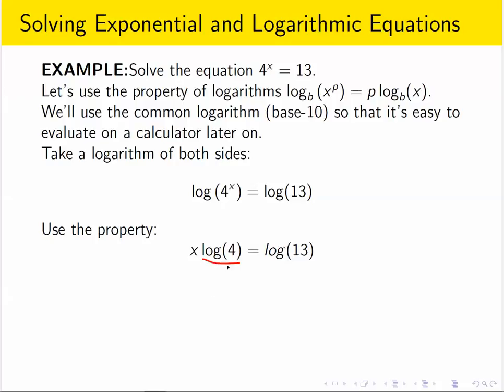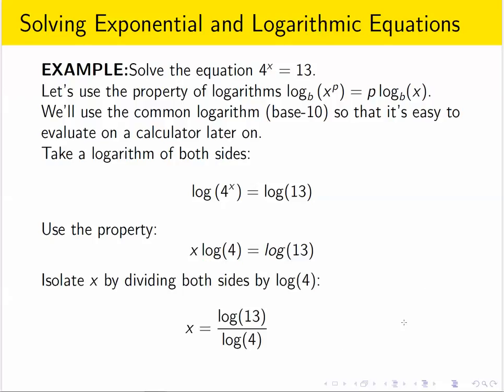To isolate x, all we have to do is divide by this quantity. So we'll divide both sides by log of 4. That isolates x, giving us log of 13 divided by log of 4. So that's the exact answer. And if we want a decimal approximation, we can type this into our calculator, and we'll get approximately 1.85. So that's the x value. This is the exact value, and this is an approximation of it that you plug in to make this equation true.